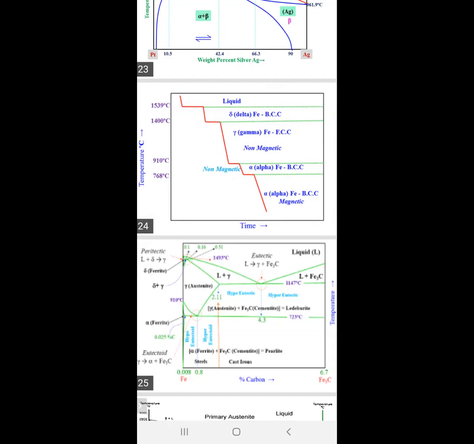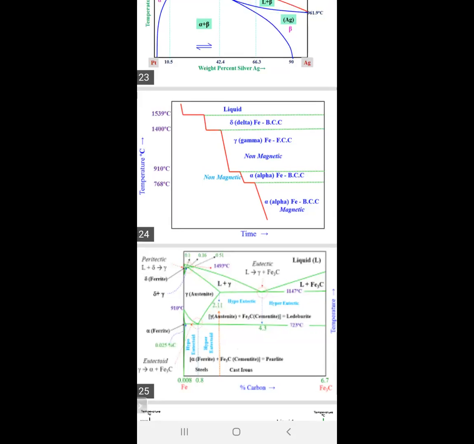Between 1400 and 910 degrees centigrade the same iron is in a solid form, but the phase is changing, delta to gamma, and the crystal structure also changes. Here it is non-magnetic. Then 910 to 768 is alpha, non-magnetic, but the crystal structure is BCC.